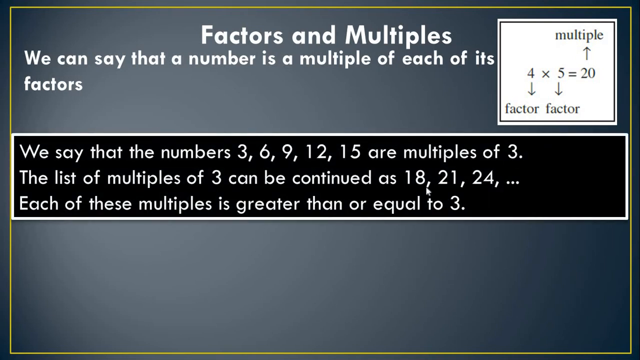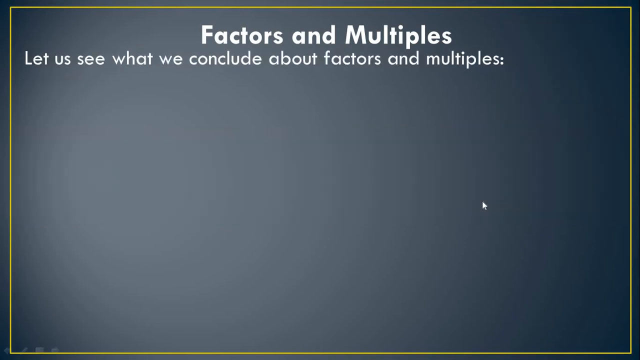Next point is, we say the numbers 3, 6, 9, 12, 15 are the multiples of 3, because in the multiplication table of 3 all these numbers come. The list of multiples of 3 can be continued on and on, many numbers come. So a multiple is greater than or equal to 3, that is a very important point.